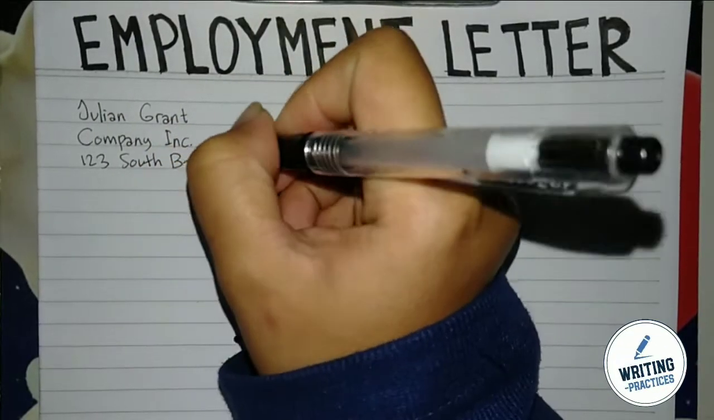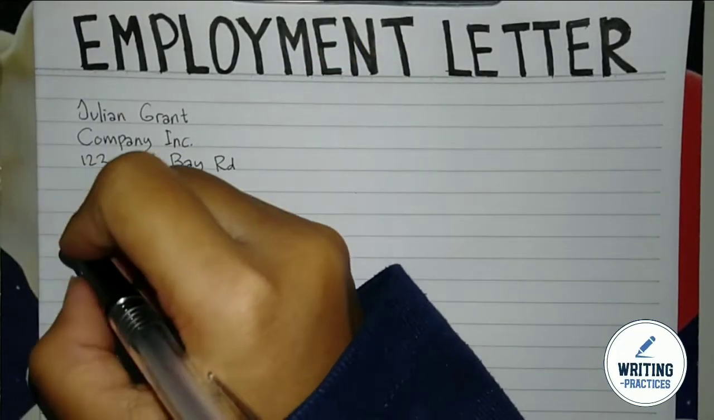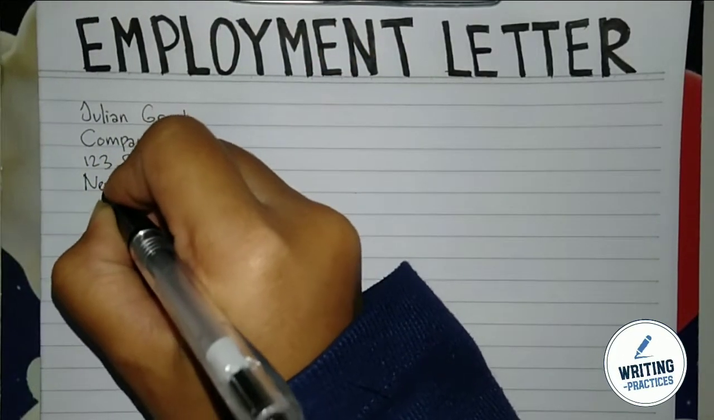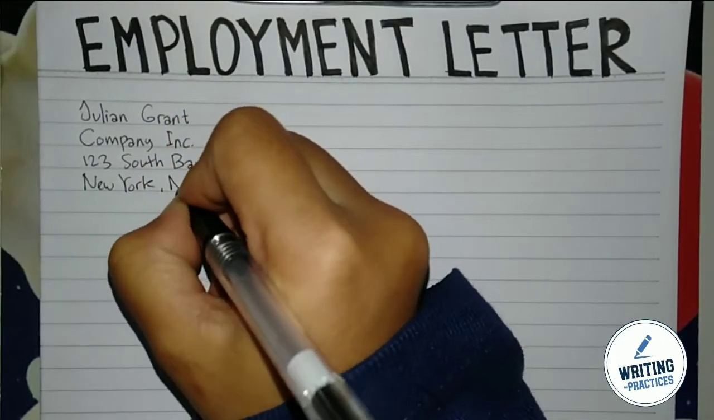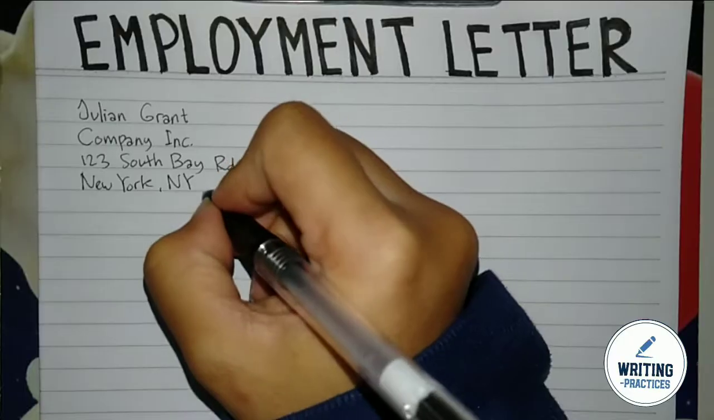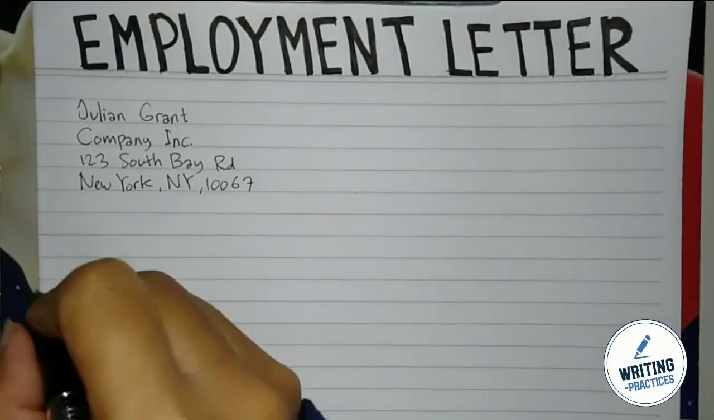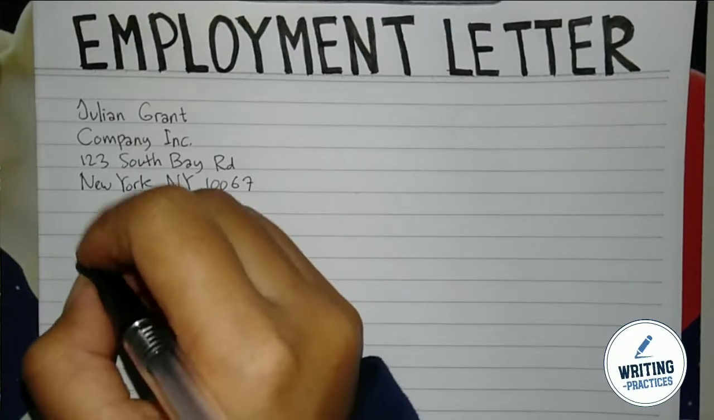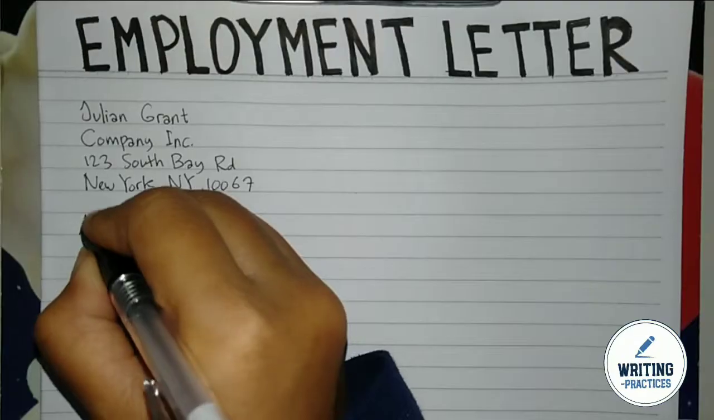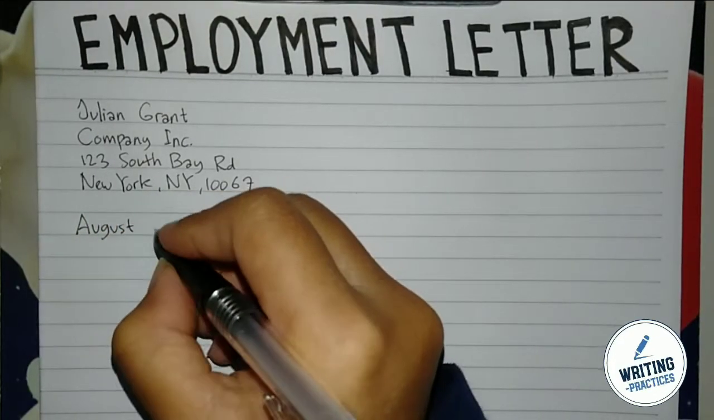Check this out. First of all, you must write your information. Here, write your full name. And write your title or occupation in the company. Write the company name. And write the address of the company. You need to include the number, street name, city, state, and zip code. After that, write the date of the letter. Here, you can use the format of month, date, and year.